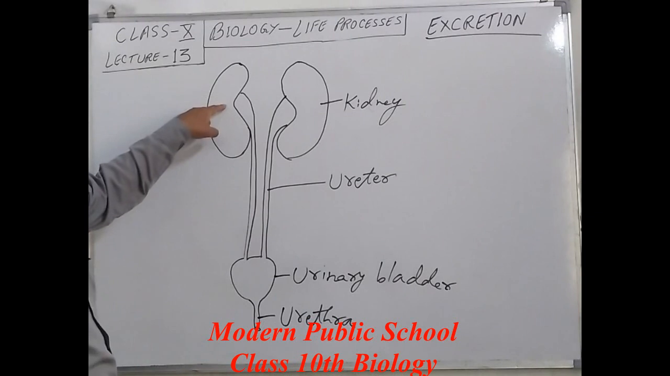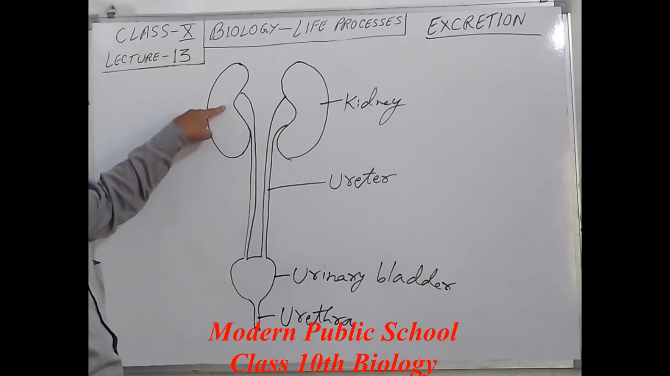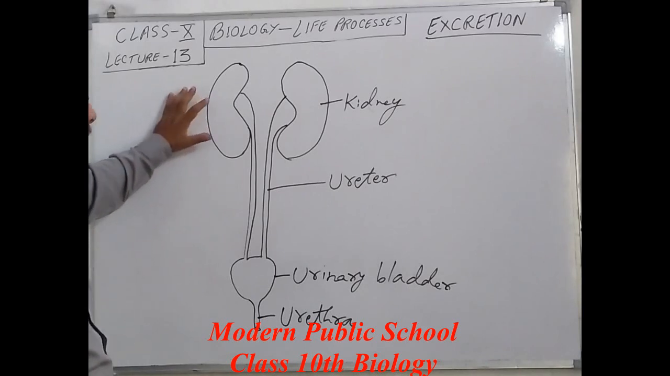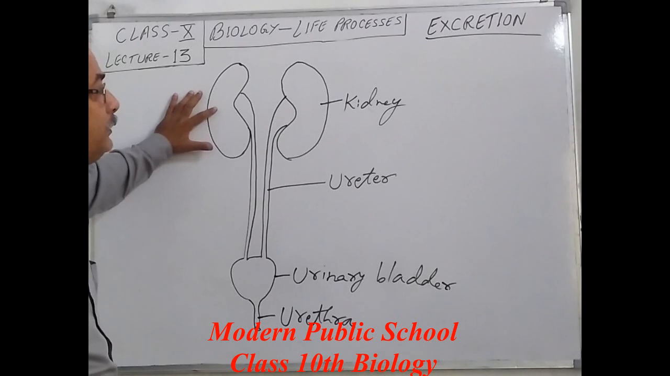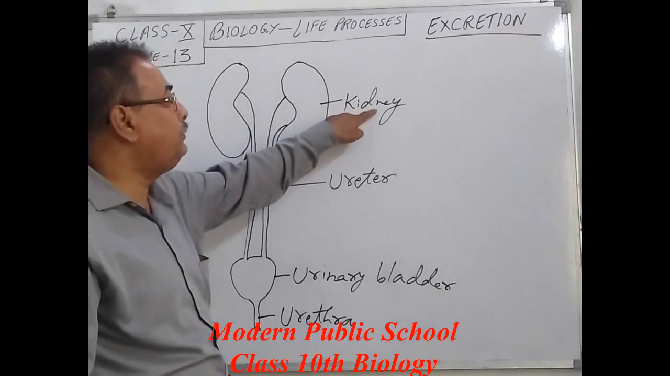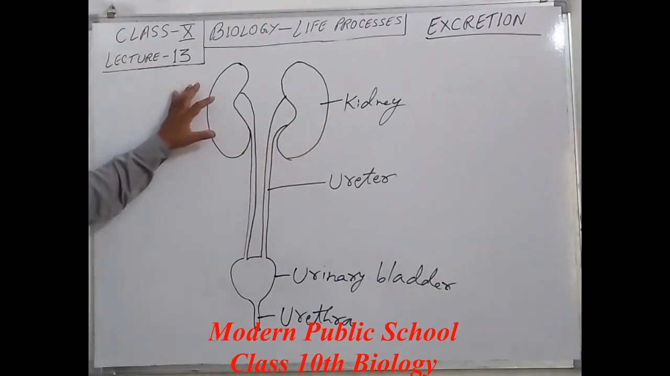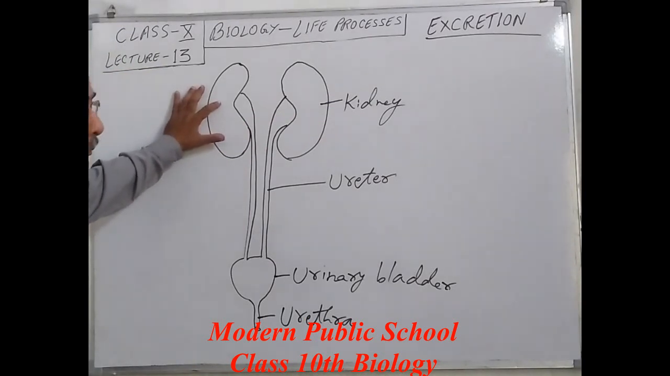Kidneys perform the function of filtration of blood because metabolic nitrogenous waste products are highly toxic. Toxic means poisonous. These toxic waste products should be removed from the body through the kidney.